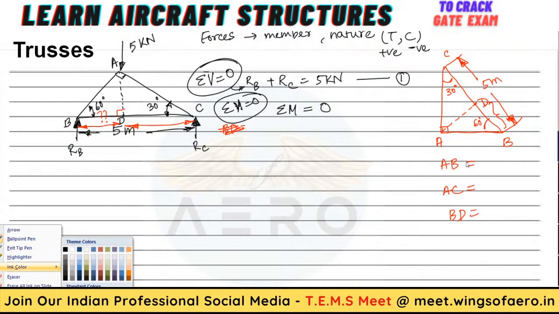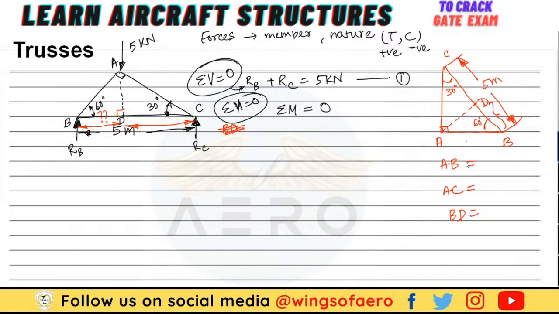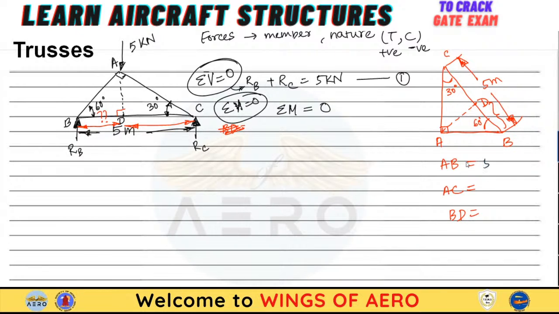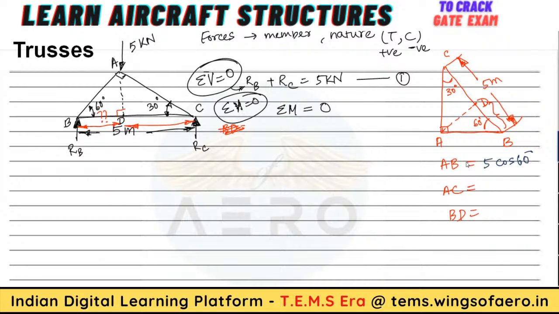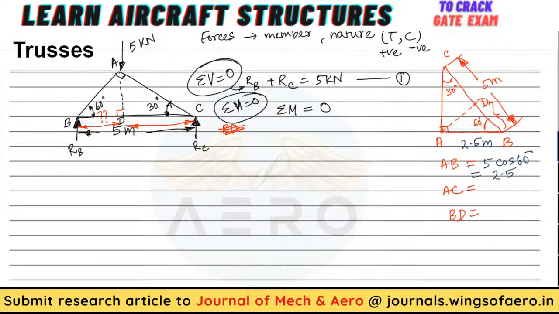Could you get my point? It's a simple geometrical formula. Now if I need to find AB, how am I going to find it? It is 5 cos 60. Exactly. So tell me what is the value? 2.5. So AB is 2.5. This is 2.5 meter.